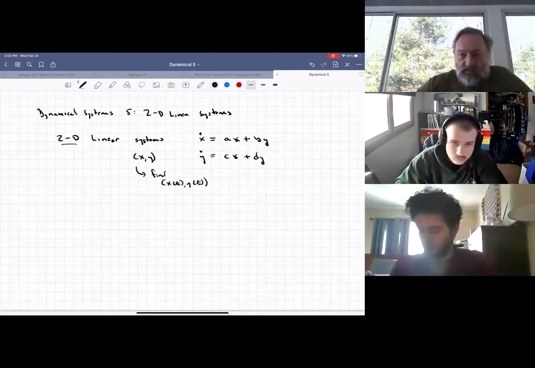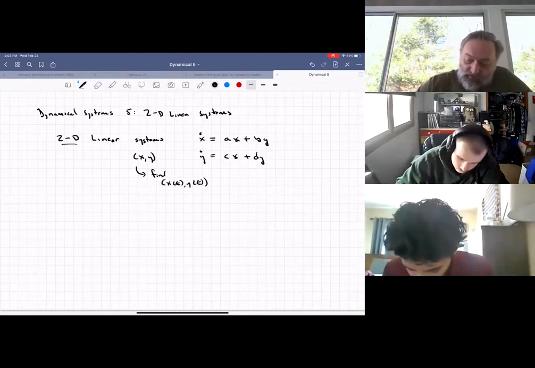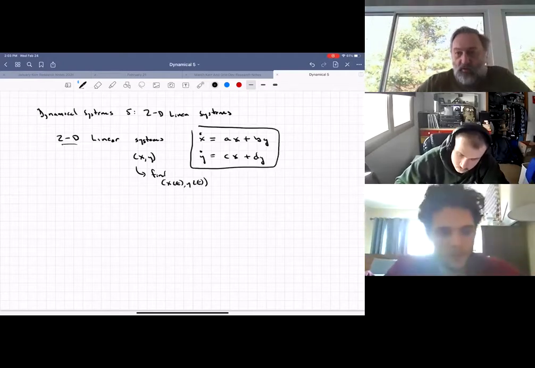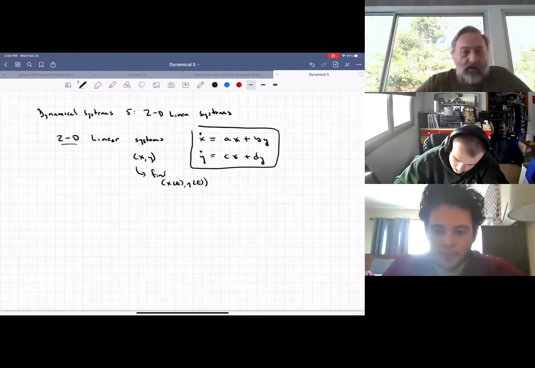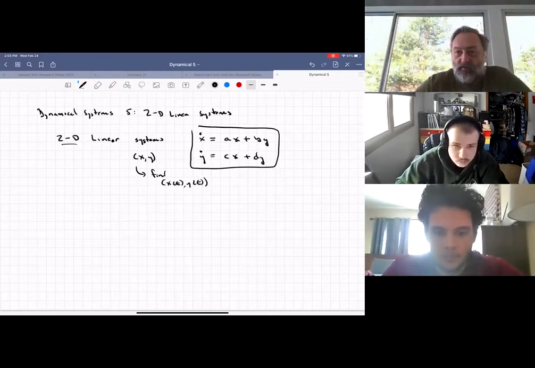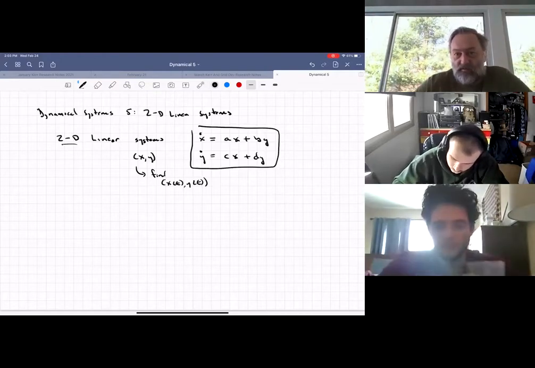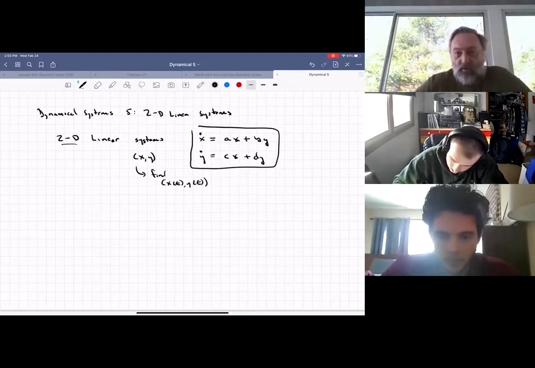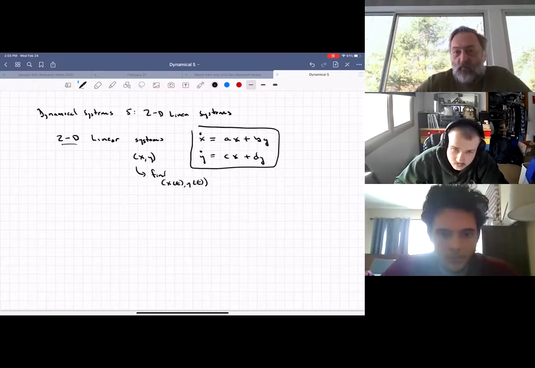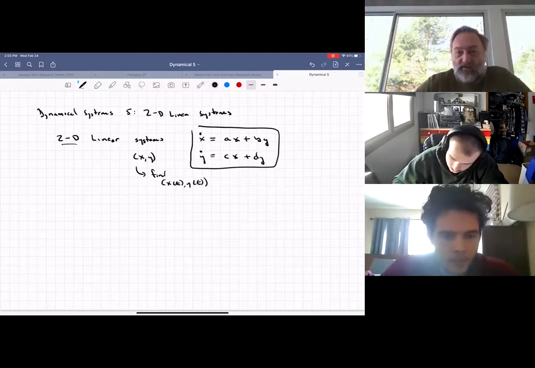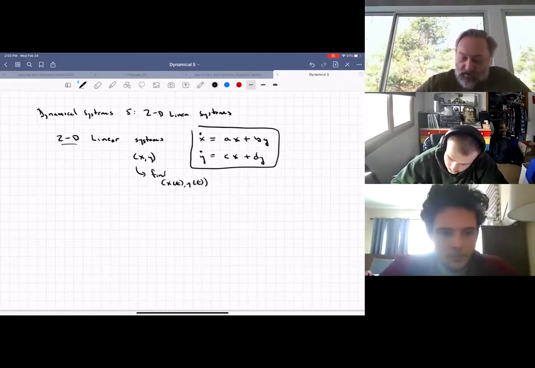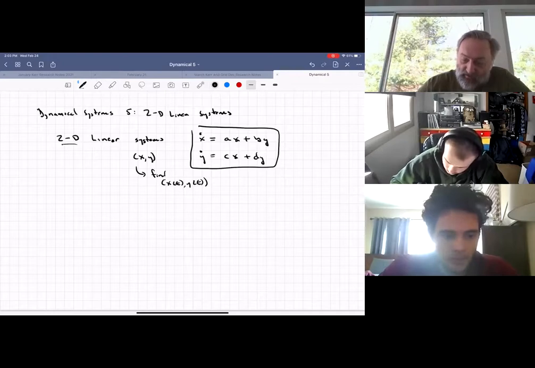And what makes this system a linear system is the fact that the differential equations are linear in x and y, right? So a two-dimensional linear system, as opposed to a nonlinear system, is two first-order differential equations of this form, where x dot is a constant a times x plus a constant b times y, and y dot is a constant c times x plus a constant d times y.